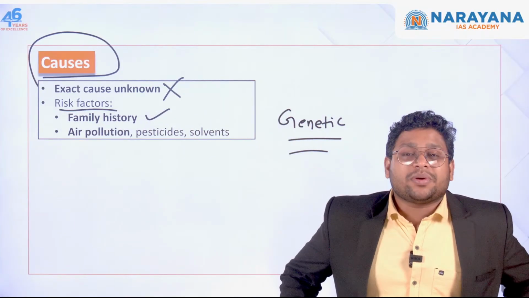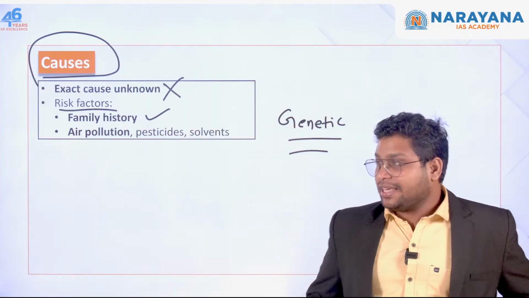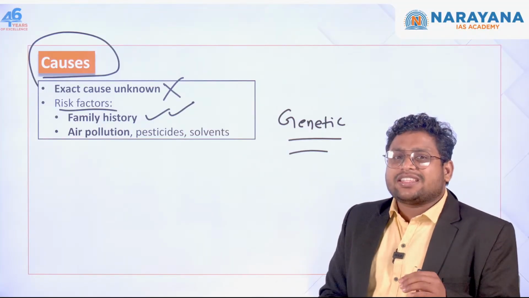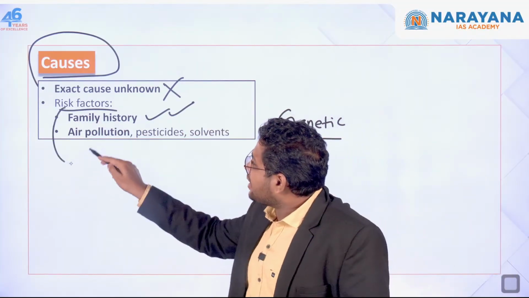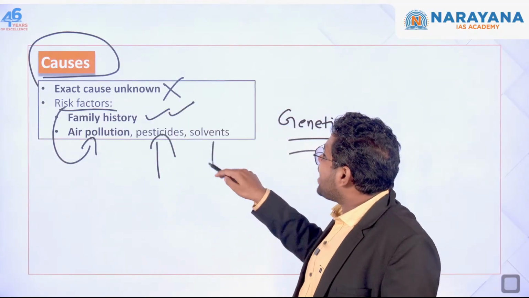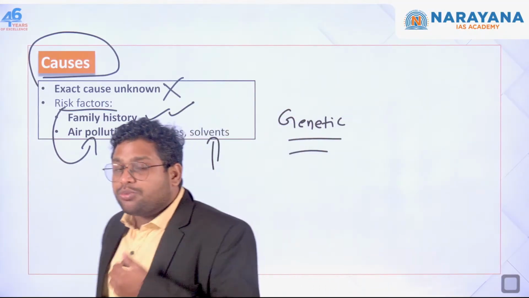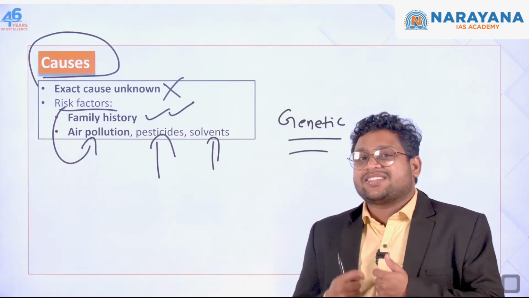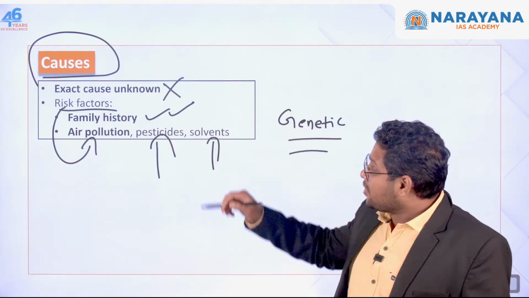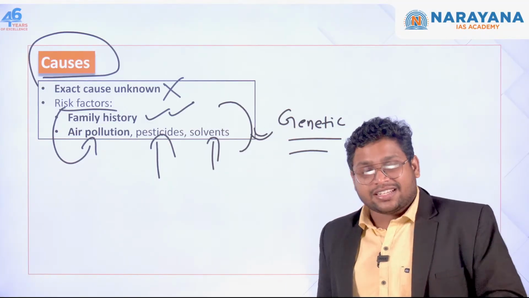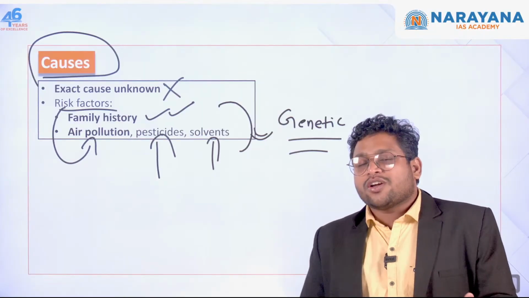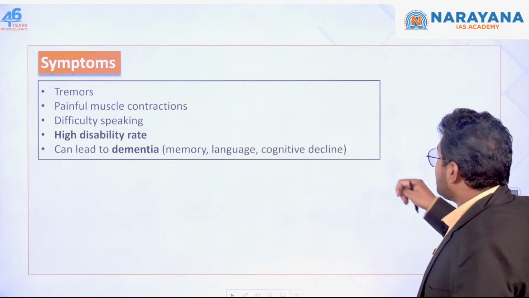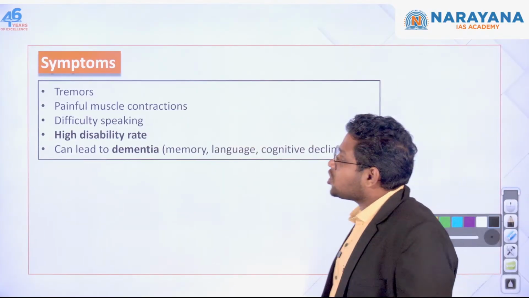So there is some problem in your genes because of which it might be happening. This is what they say. Some scientists have come up with the idea that there is a possible risk factor from air pollution, some pesticides, some solvents which accumulate in your body. Those are causing this problem because of which your brain cells are dying. Now see, all these are factors, but the real cause we are still not sure. So we have to wait for scientists to come up with that real cause.